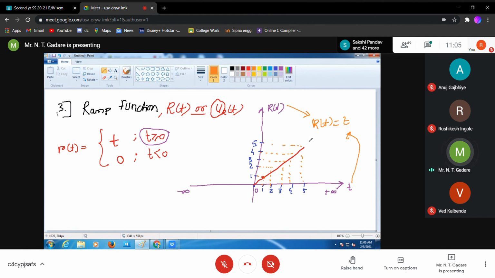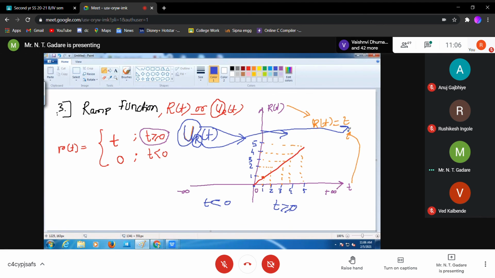फिर आपको एक क्वेश्चन होना चाहिए why I mention यहाँ पे u, why I mention u suffix r of t. This is u for what? Because unit step function क्योंकि it is 1 for t greater than or equal to 0. And it is 0 for t is less than 0. लेकिन ये r के वजह से it is ramp function where I am changing the function, it is from t. So ramp function भी step function होता है.